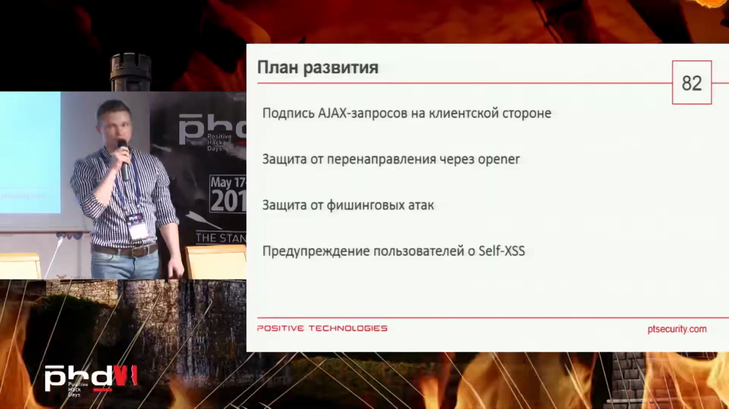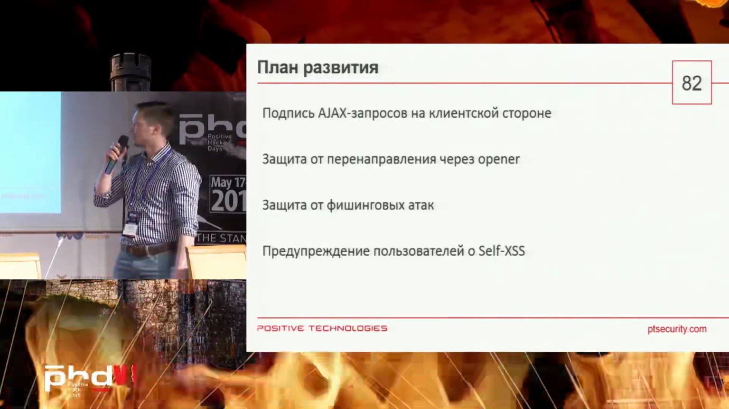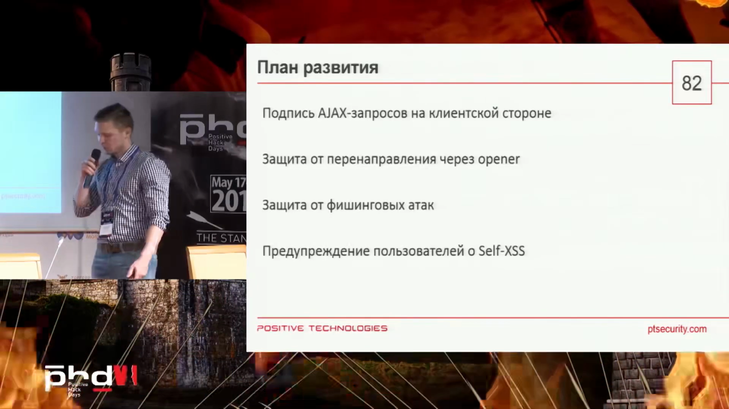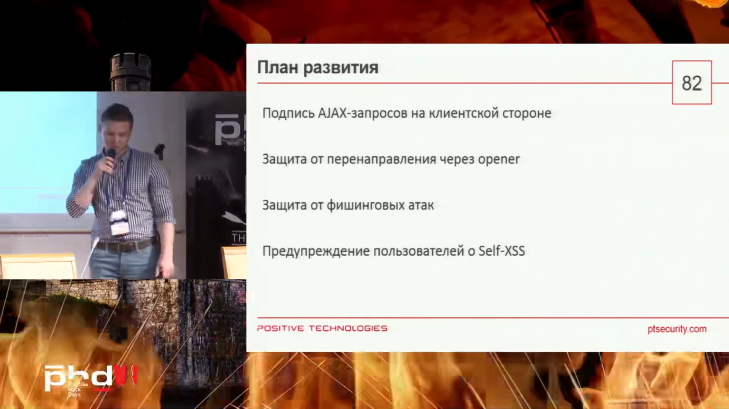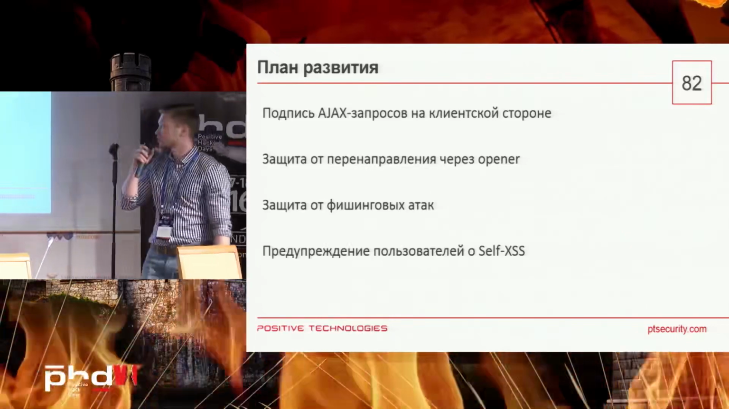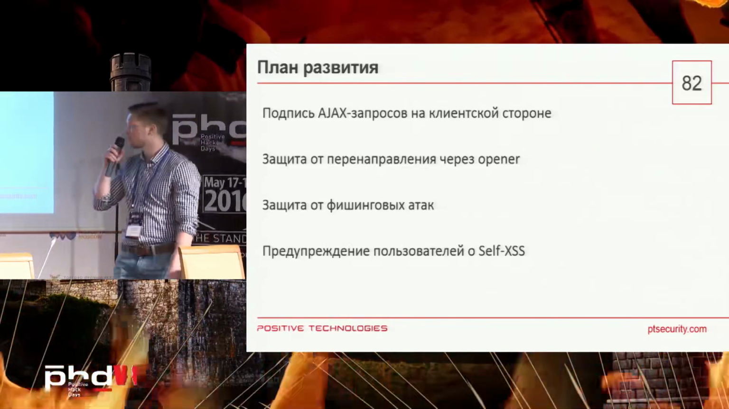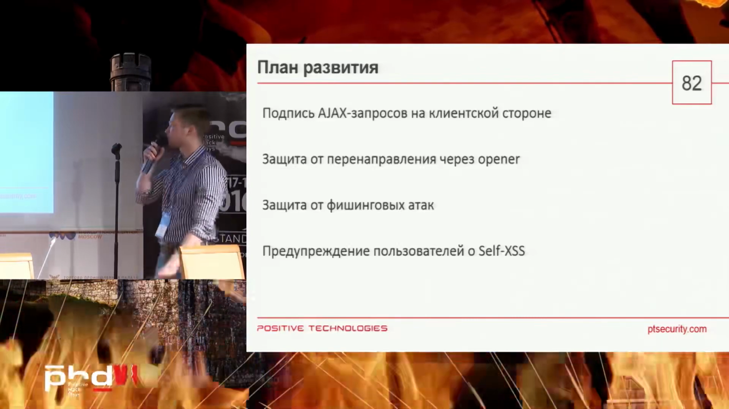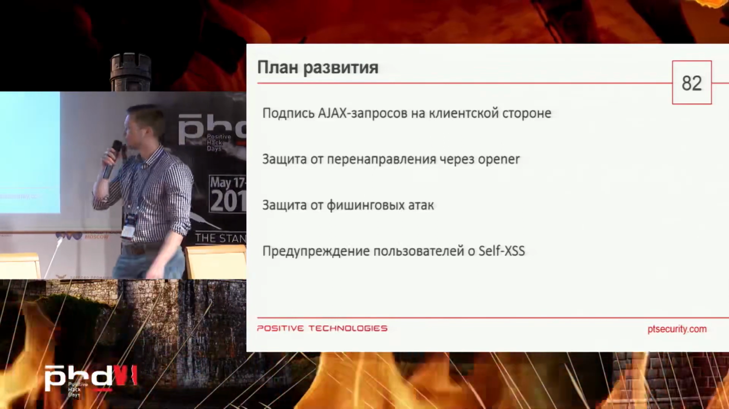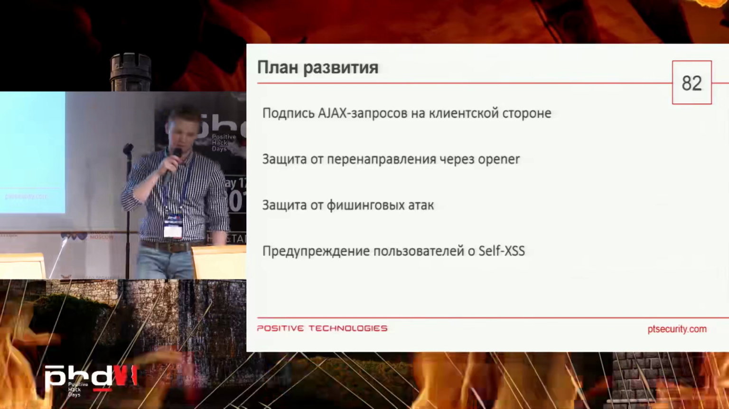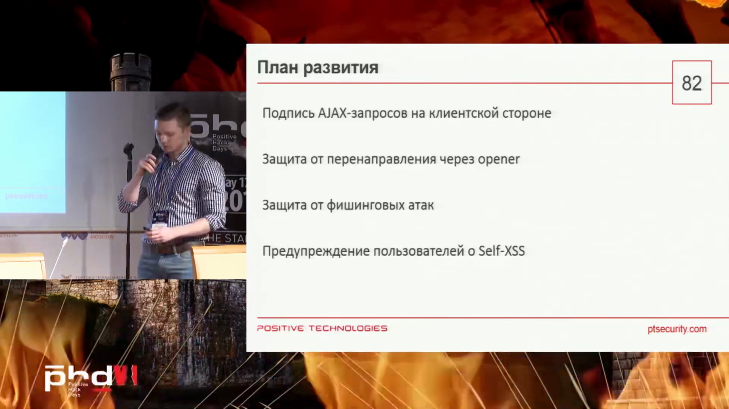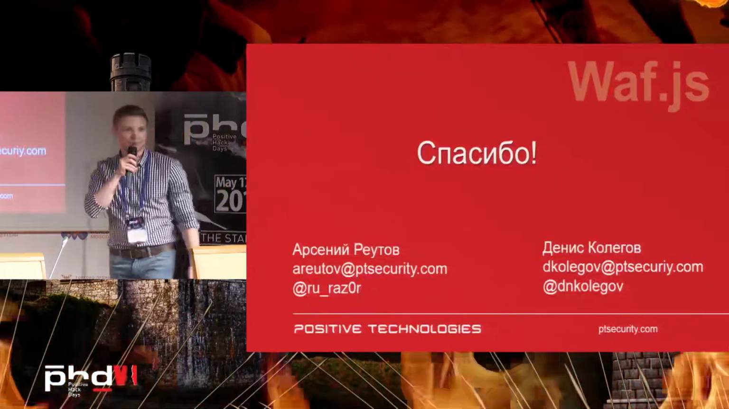And looking forward, we are planning to implement the signing of AJAX requests on the client side. We're also going to get protected from phishing attacks, in particular from the tab snapping attack via the opener, by adding noreferrer for references. And we are going to warn users about self-access, just like what they do in Facebook. So that's basically it. Thank you.